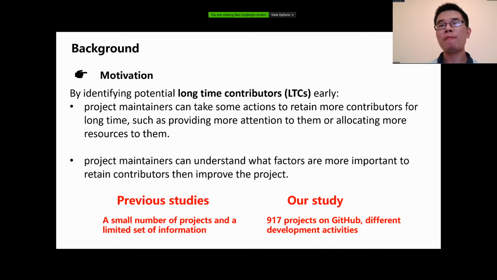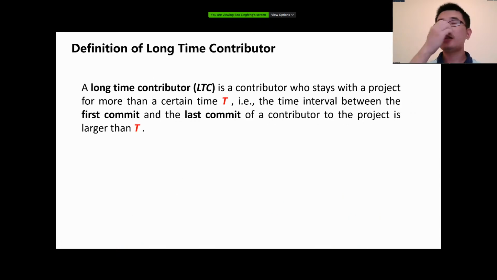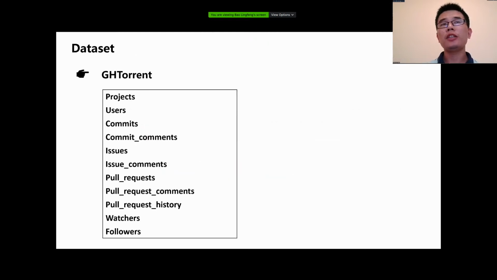For example, bug reports. In our study, we use a large-scale dataset of more than 900 projects on GitHub, which contain different developer activities. We define a long-time contributor to be a contributor who stays with a project for more than a certain time, that is the time interval between the first commit and the last commit of a contributor to the project. We use 3 different settings, that is 1, 2 and 3 years.